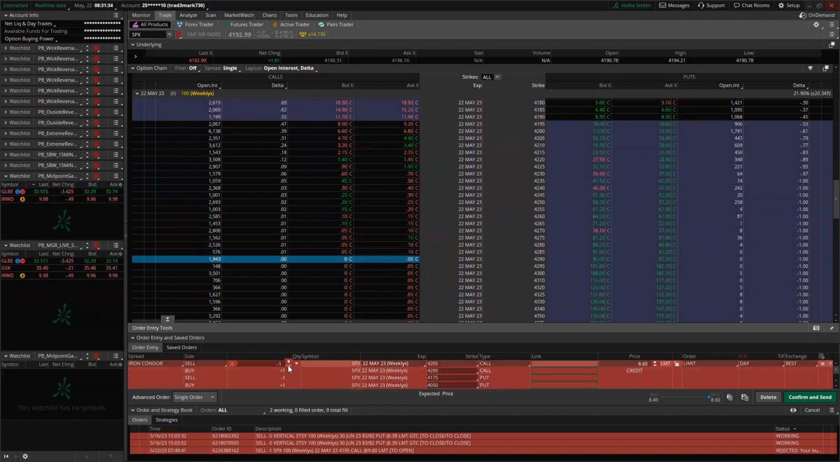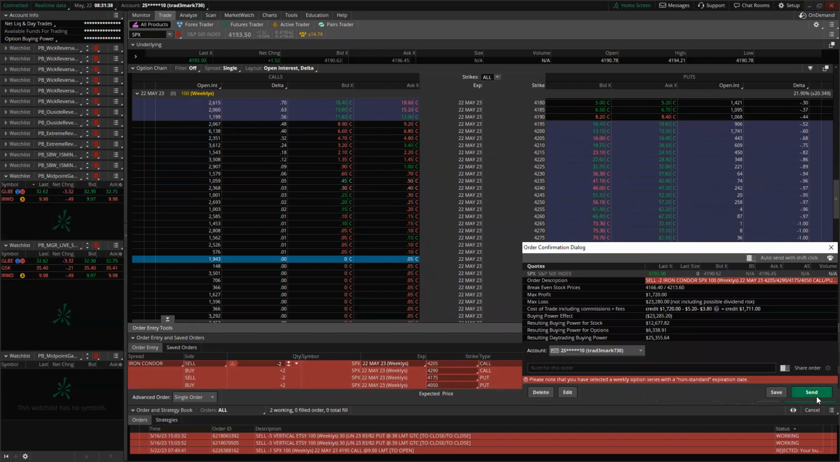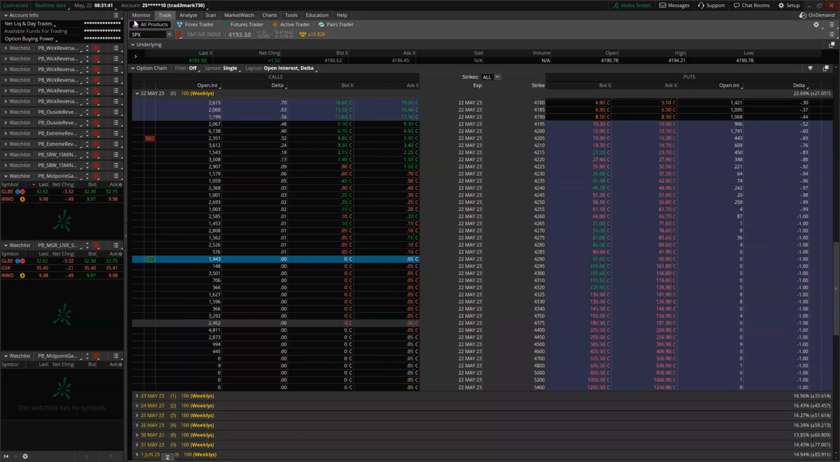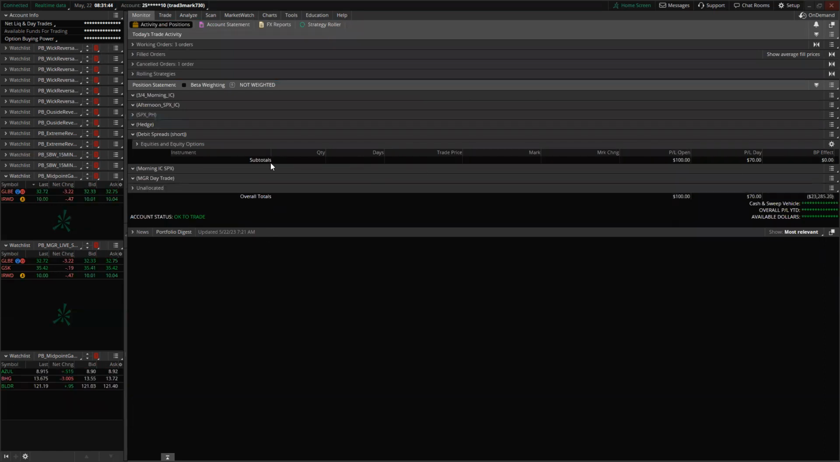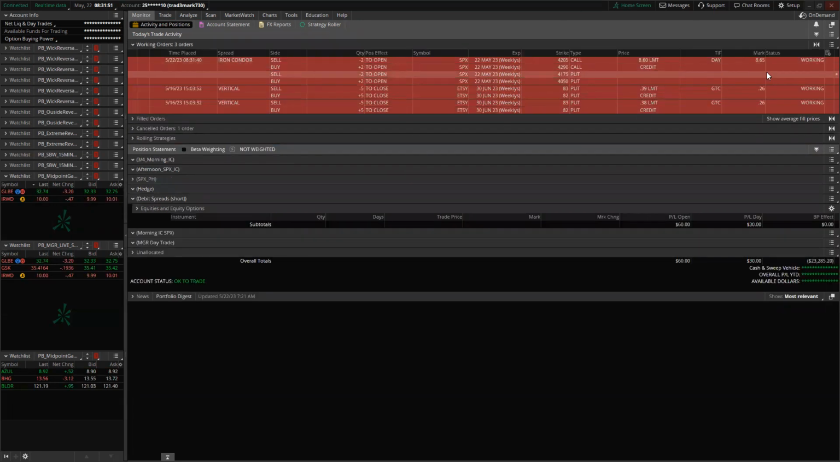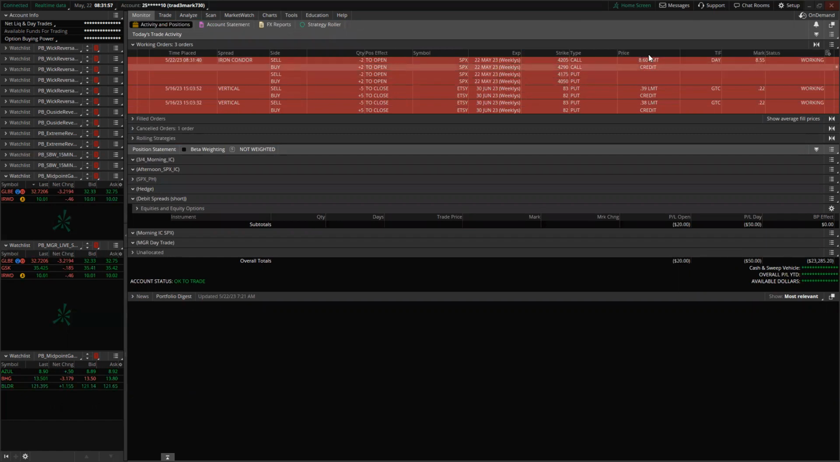So that's how I structure that. And then you just hit send here, and then it'll send your position out. It'll confirm and send it. It'll tell you what your buying power is and things like that. And then your position will be working up here. And you could see here's the market price, here's what my limit order is. So you're just waiting to get filled.